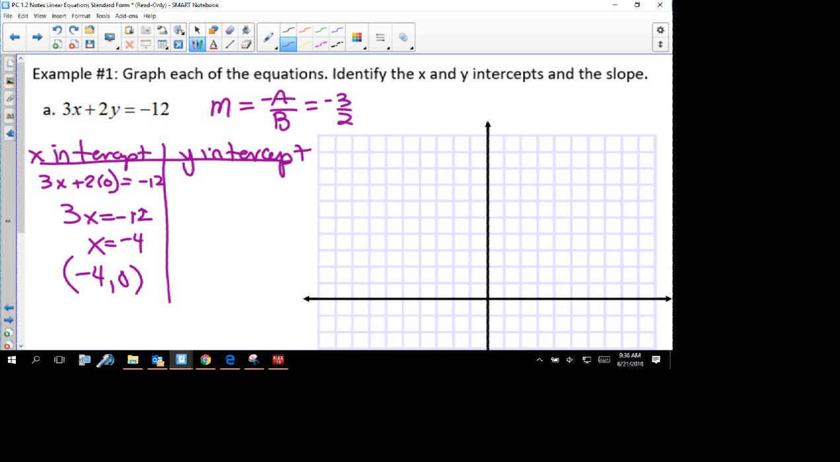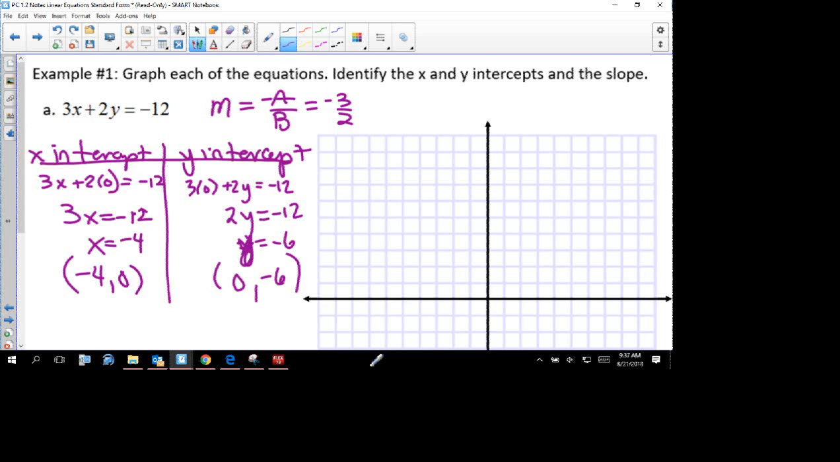Y-intercept, same thing, except for this time we're making x 0. So once the x is 0, 3 times 0 is gone. I really have 2y equals negative 12. So x is negative 6. Nope, that's y is negative 6. I can't read my own handwriting. Okay. 0, negative 6.